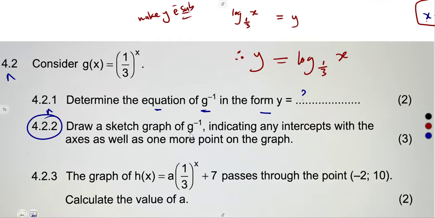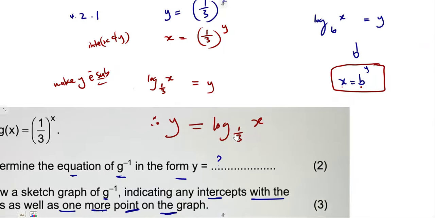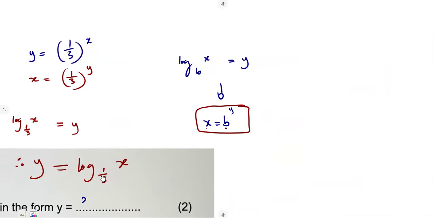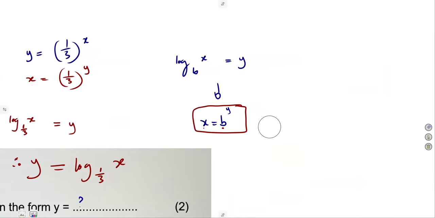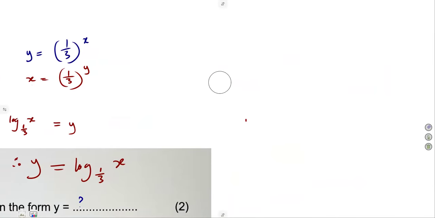Draw the graph of the inverse of g, indicating any intercepts with the axis, as well as one more point. There must be one more point on the graph. Can you draw that? It's a logarithmic, and I said this one is decreasing. So if you know what you are dealing with, it'll be easier, all right? We are dealing with a log, and it's a decreasing function, where we do understand it's going to be something like this, just like that.